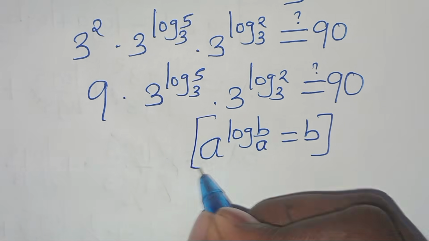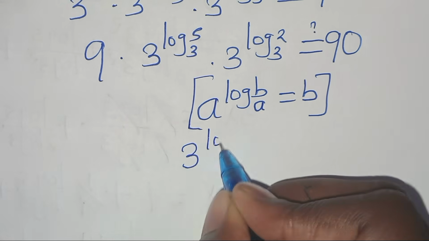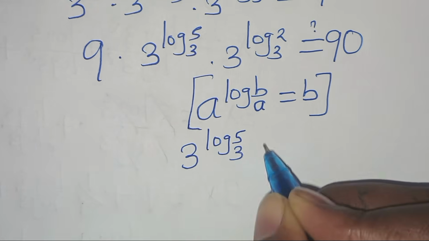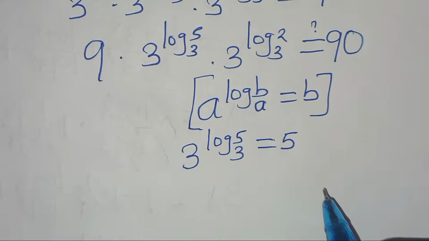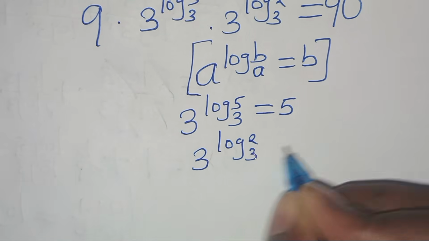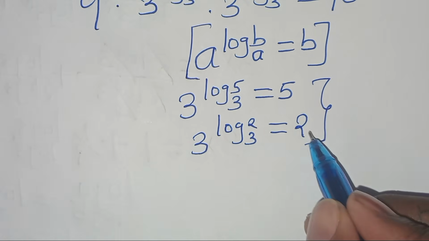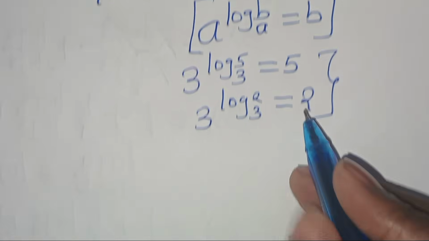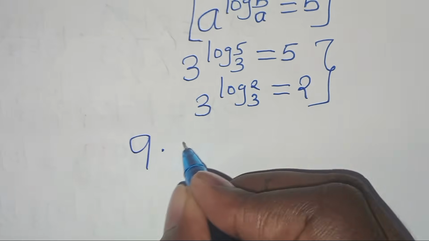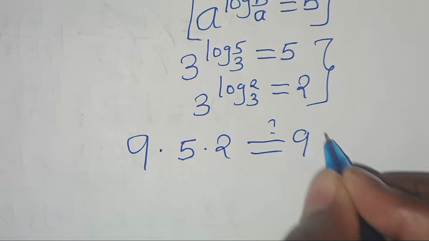Now let's apply this logarithm property so that now 3 raised to the power of log 5 to base 3, this should give us a value of 5. Then we have 3 raised to the power of log 2 to base 3, this should give us a value of 2. So let's substitute 5 and 2 back to the equation here so that we have 9 times 5 times 2. This is supposed to give us a value of 90.